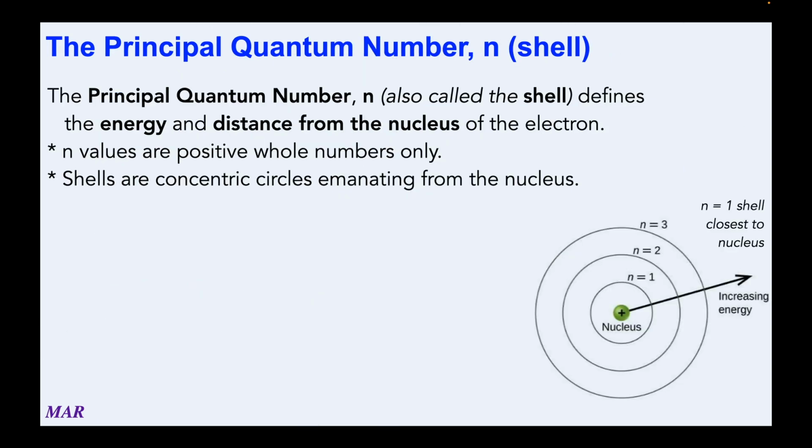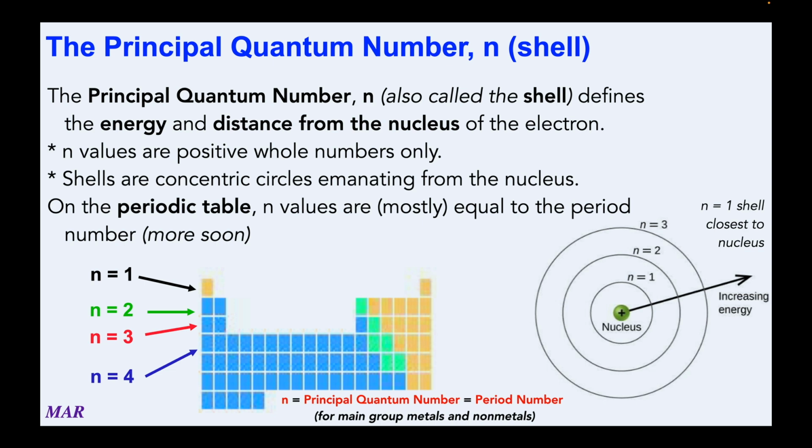So the principal quantum number n, which is also called the shell, helps describe the energy and the distance from the nucleus. So in that picture right there, n equals 1 would be the closest shell to the nucleus, 2 would be a little further, 3 would be further out, and so on. n values are always positive. They're basically circles that go out from the nucleus.